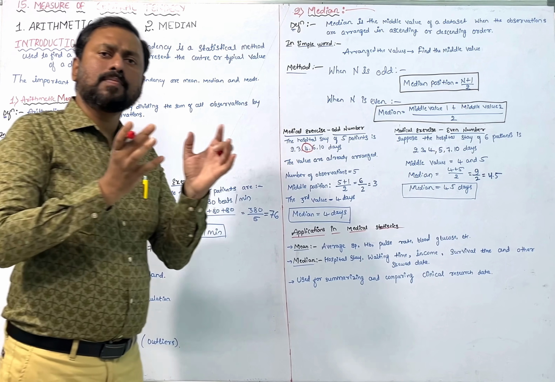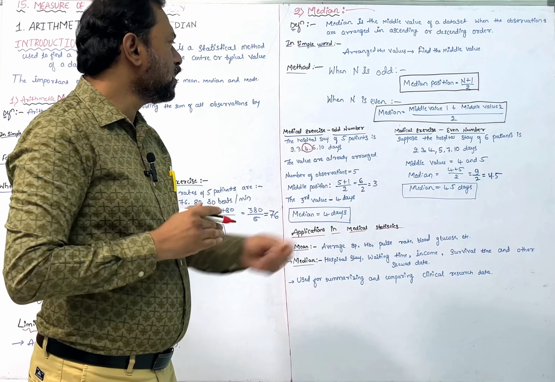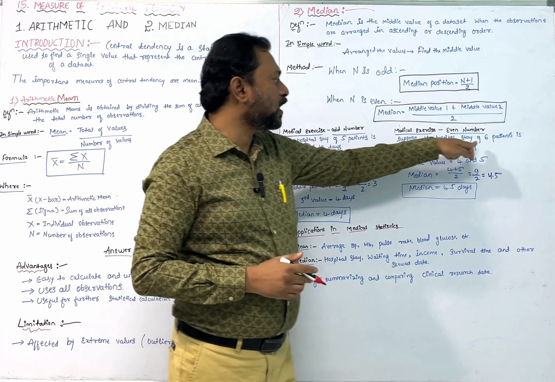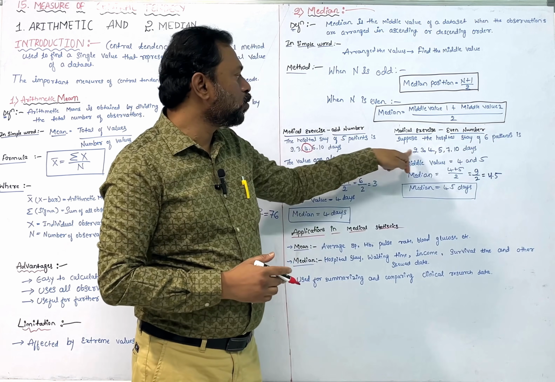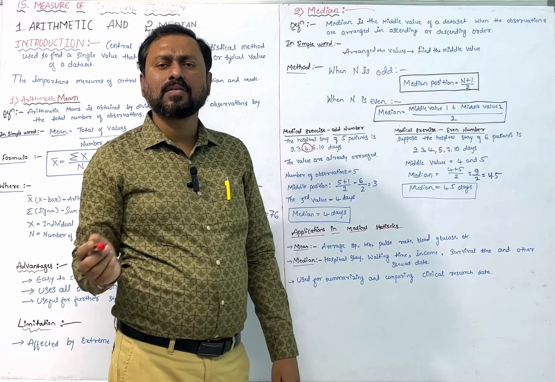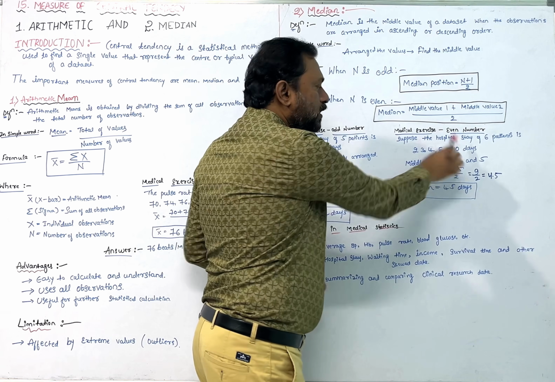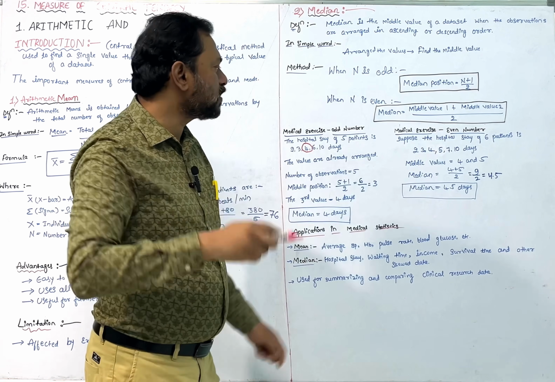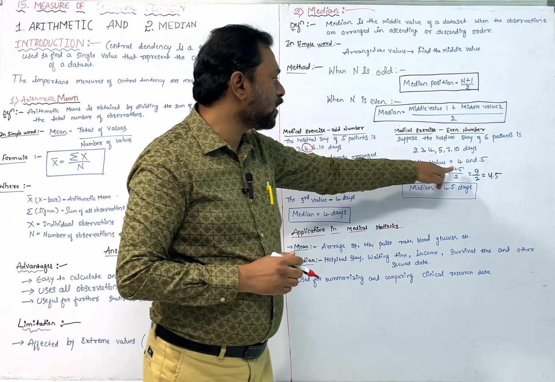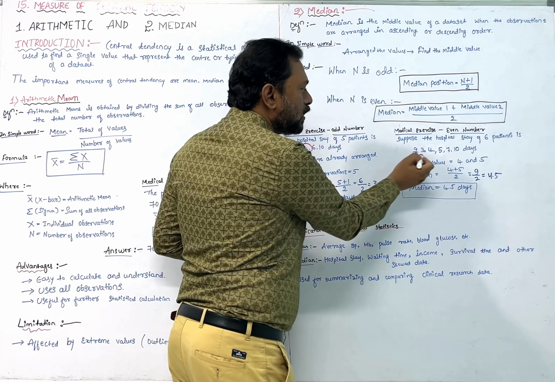Suppose the numbers are even, like 2, 4, 6. Then we use another, different formula. Suppose the hospital stay of 6 patients is 2, 3, 4, 5, 7, 10. How many patients are there here? 1, 2, 3, 4, 5, 6. 6 is an even number. That's why we have to find the middle values. The middle values here are 4 and 5.